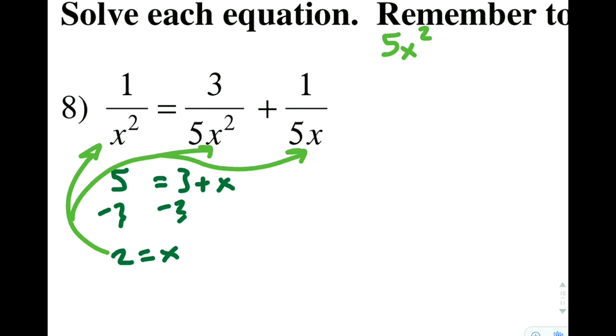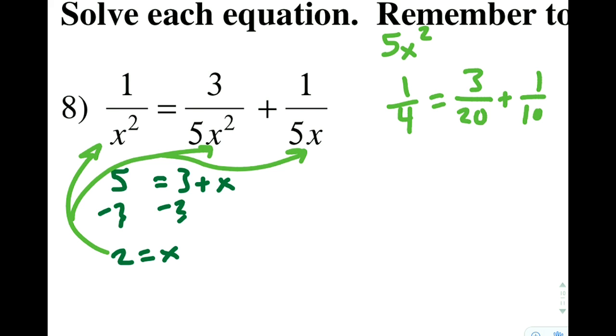So if I plugged in an x squared down here, that's going to be 1 over 2 squared, or 1/4. So I'll write that right here. I have 1/4 equals, and then 3 over 5x squared. So 5x squared would be 5 times 4, or 20, so 3/20ths, plus 1 over 5x, and if x is 2, so 1 over 5 times 2, 1 over 10.